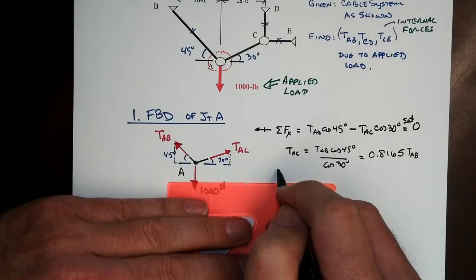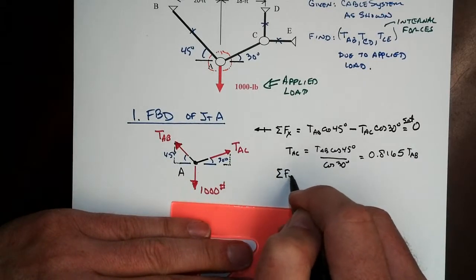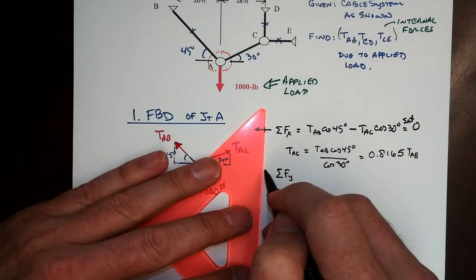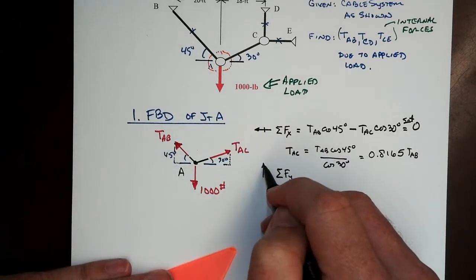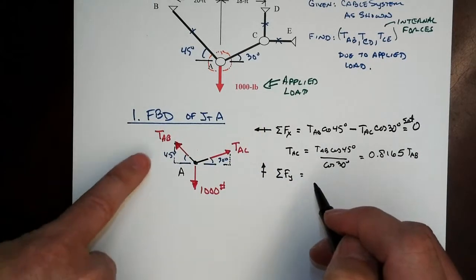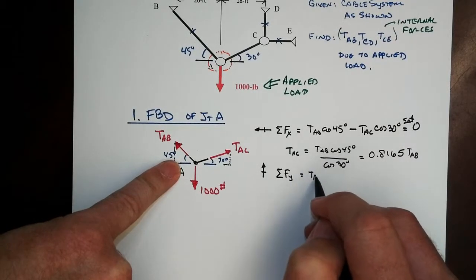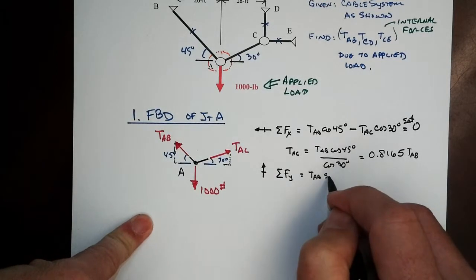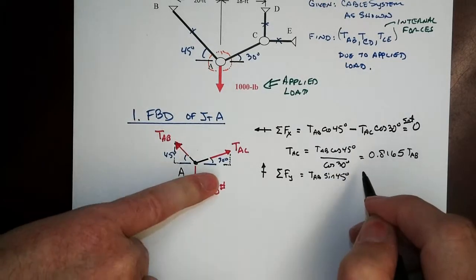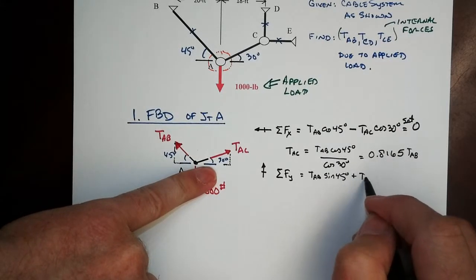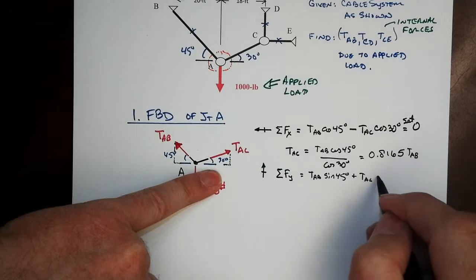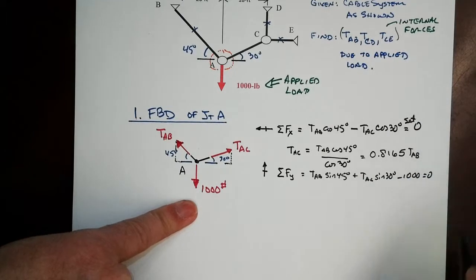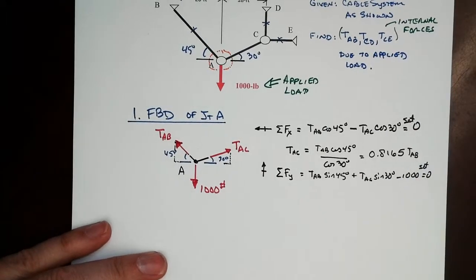Now, I was being clever. I looked ahead, and I noticed if I sum forces in the y, and once again, just to illustrate how we could do this, I'm not going to do it the other way. I'm going to do it just like you probably are going to do it. Take upwards positive. And so I'll have a plus TAB. I need the opposite of my angle for that vertical component, so that's sine of 45 degrees. And then plus TAC, and I want opposite of the 30, so that's sine of 30 degrees. And then minus 1,000 equals 0.